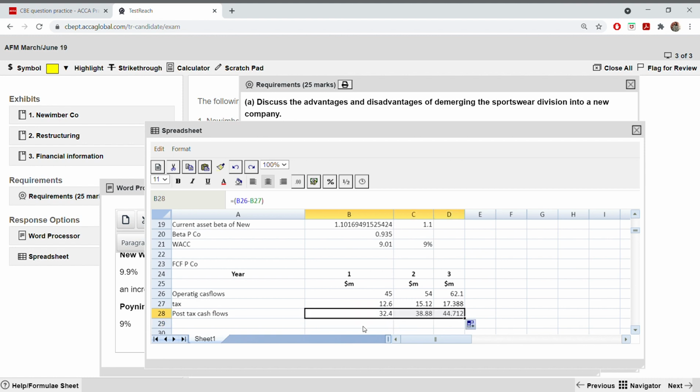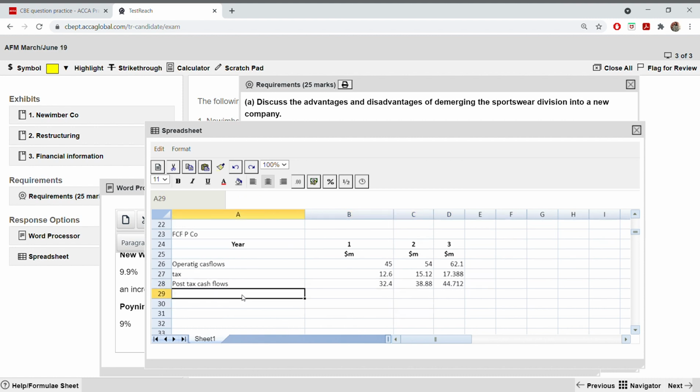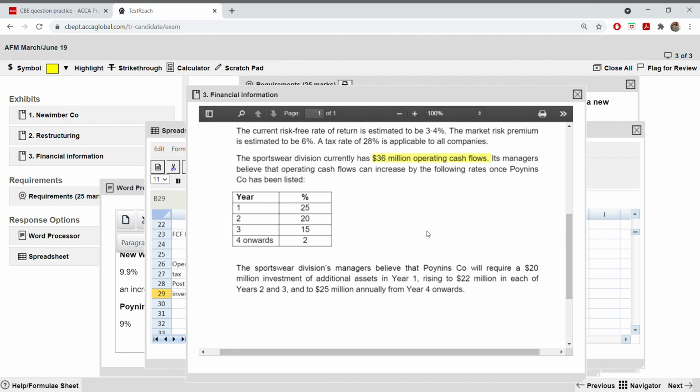Next, your investment. Once you get your post-tax cash flow, next comes your investment. Investment in assets, okay? What is the investment? We need to see the financial information. The sportswear division managers believe that Pernix will require 20 million in investment of additional assets in year 1, rising to 22. Rising to 22. There is a difference, okay? Rising by and rising to. This is a mistake most of you make. You have to understand the word to or whether it's by. If it's to, that means it's 22 million. If it's by, then you have to add 22 with 20. Okay?